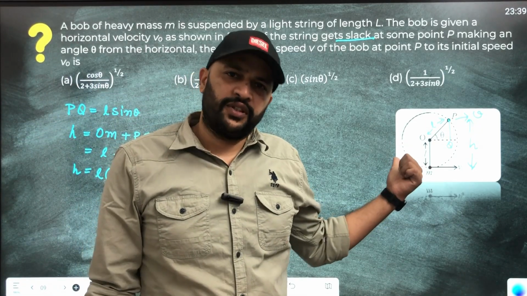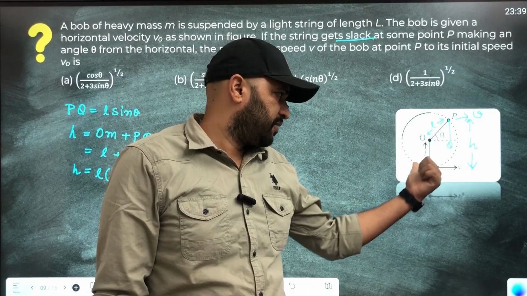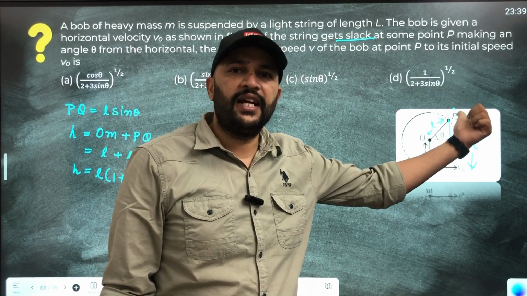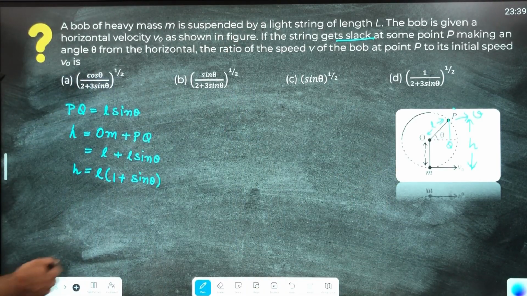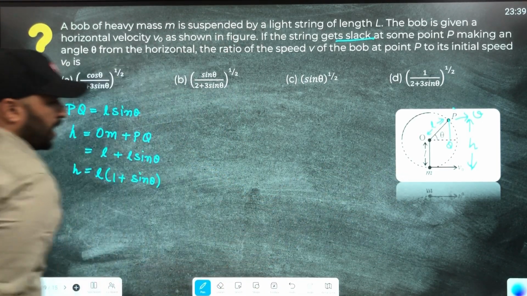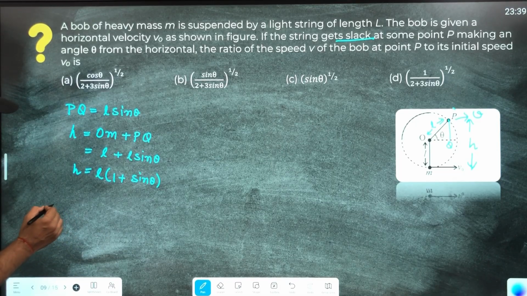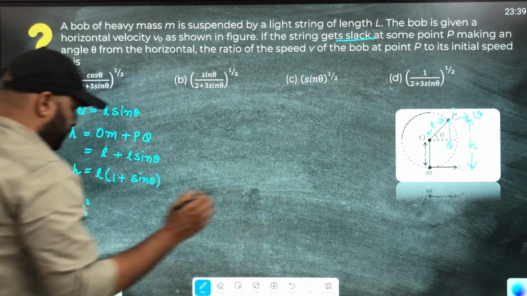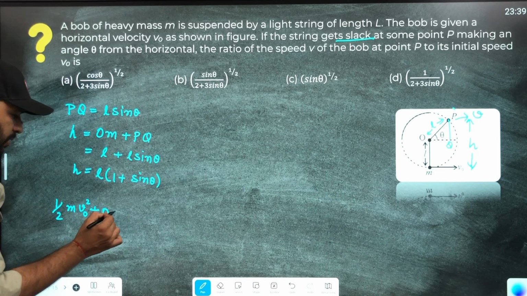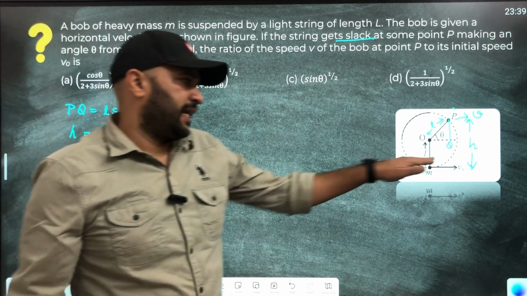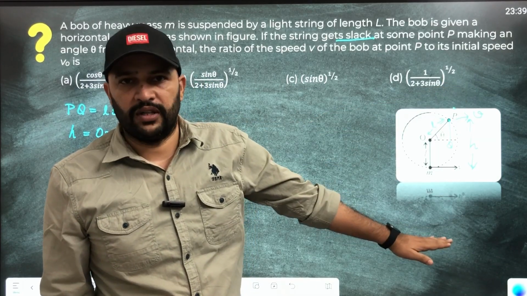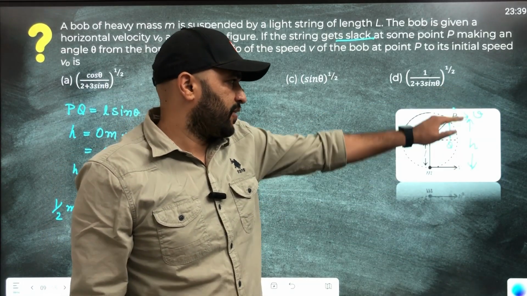Why did we calculate the height? Because we will use the law of conservation of energy. The total energy of the bob at this point will be equal to the total energy at the other point. So let's find the total energy. Total energy at the initial point is half m v naught square, and since it is the initial point, our potential energy there is 0, because we are taking it as reference and finding the height with respect to this, not from the ground.